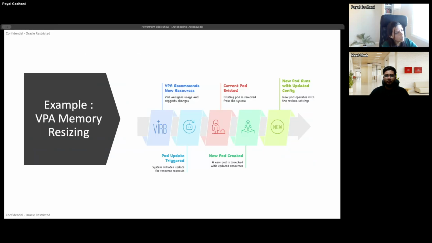So this is how it works. For example, let's say we have decided to resize the memory. How would we resize it? The VPA would recommend new resources. Then the pod update gets triggered, like, okay, we are going to allocate more memory to this particular pod. But right now we have a pod of, let's say, 128 megabytes, and the new size that VPA recommends is 256 megabytes. Then the pod with 128 megabytes has to be stopped. The traffic that it is servicing needs to be stopped. It has to be evicted, and then the new pod will come into the picture.